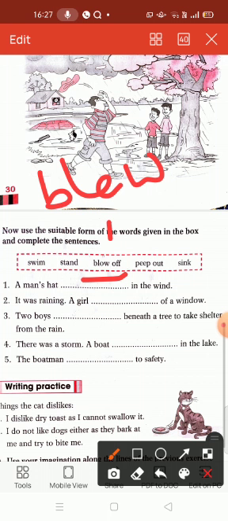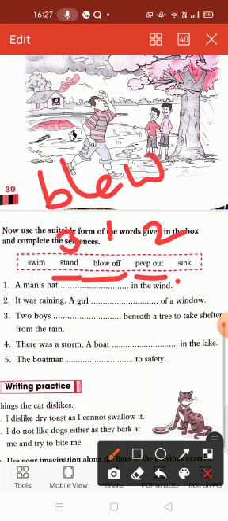It was raining. A girl dash off a window. Peep, like seeing through something small. The girl peeped out. It will be peeped out of a window. Two boys dash beneath a tree to take shelter from the rain. Two boys stood. Stand's past tense is stood.